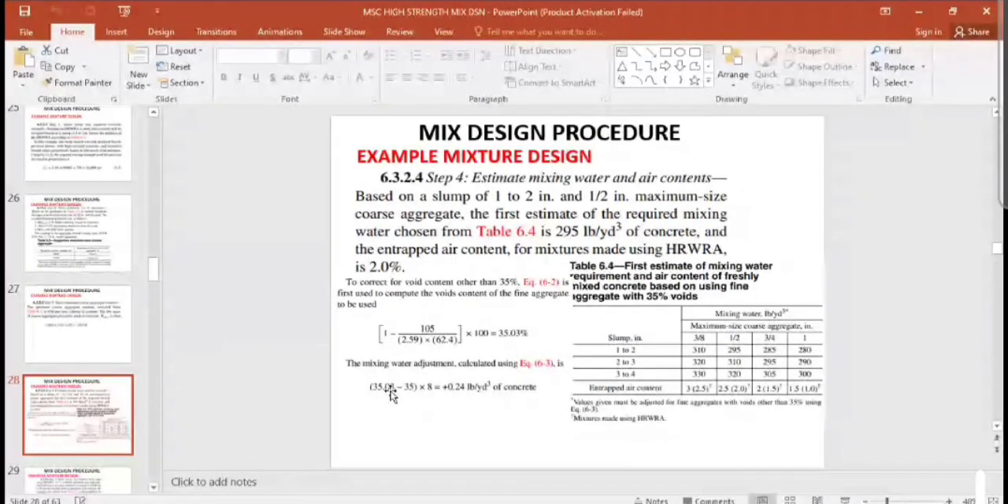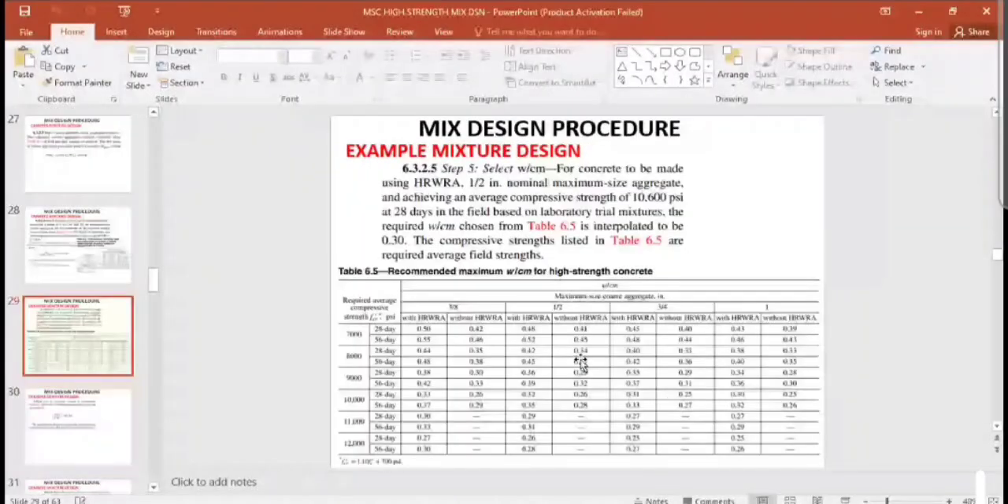So what we will do, we will multiply it with the factor and we'll find out that 0.24 pounds per cubic yard additional water will be added into the concrete for void content, as it is greater than 35%. If this value is lesser than 35%, no need to apply any kind of adjustment. But primarily we will find out from here the water content. This water content is 295. So we found out the water content.